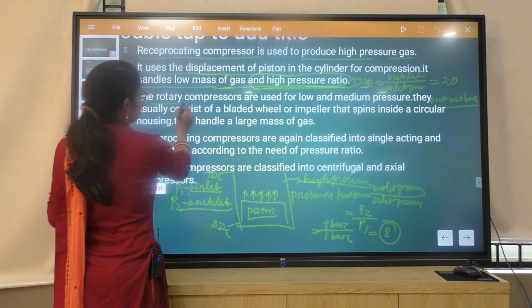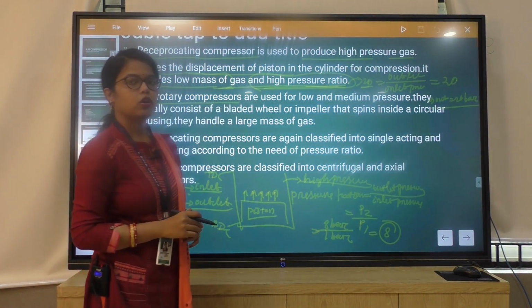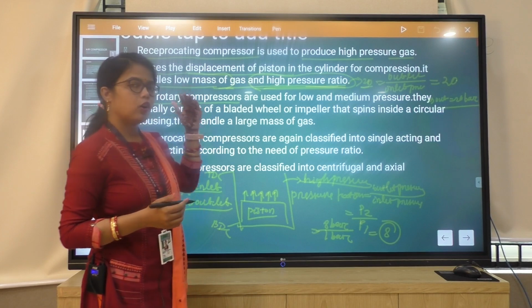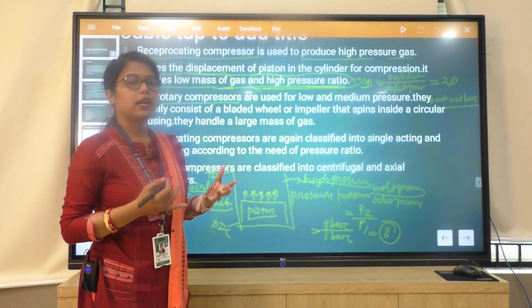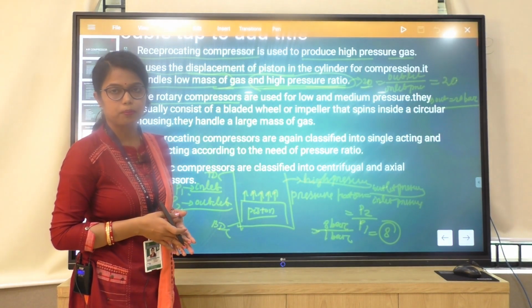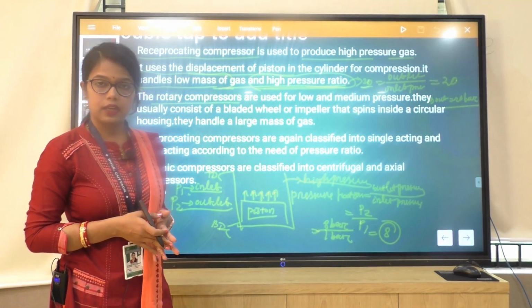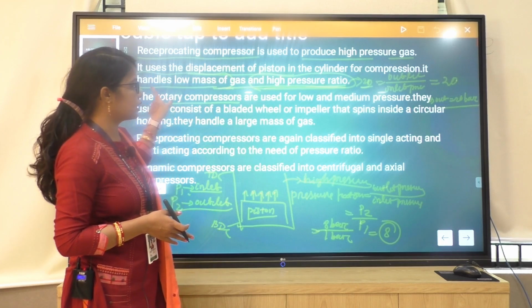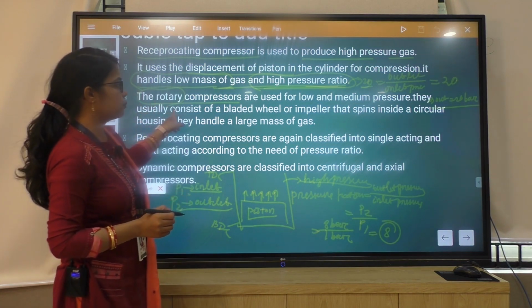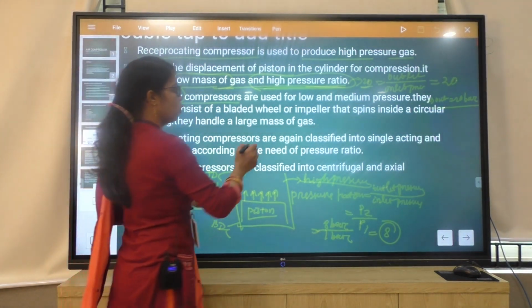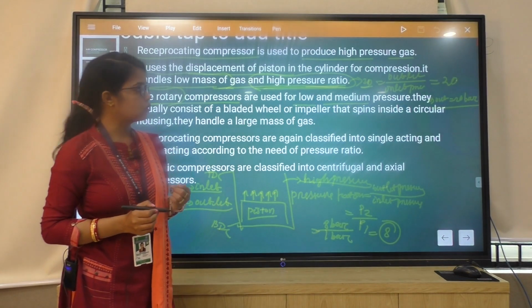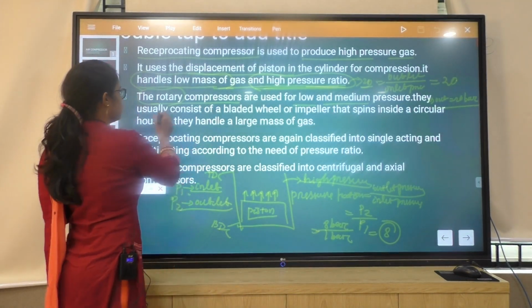And coming to the rotary compressor, rotary compressors are used for low and medium pressure ratio. That means rotary compressors cannot be used when we talk about high pressure ratio. In the industrial sectors where we are utilizing high pressure compressed air, at those places we cannot utilize this rotary type of air compressor, because these compressors are particularly used for low and medium pressure.